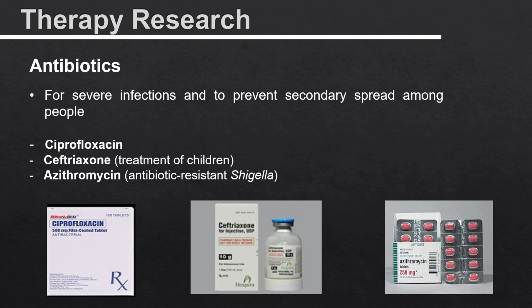However, in recent years, the Centers for Disease Control and Prevention have identified emerging strains of Shigella species with potentially reduced susceptibility to ciprofloxacin, while ceftriaxone is commonly used for treatment of children with shigellosis. And finally, azithromycin has been shown to be a useful antibiotic for treatment of antibiotic-resistant Shigella infections in adults and children.